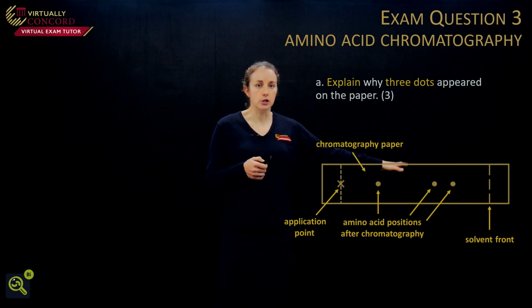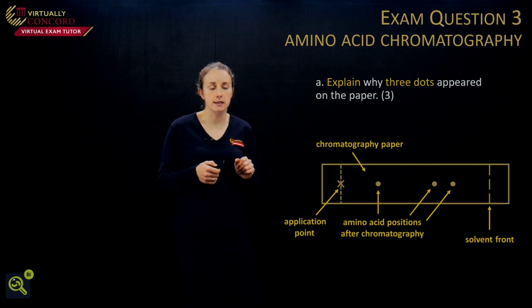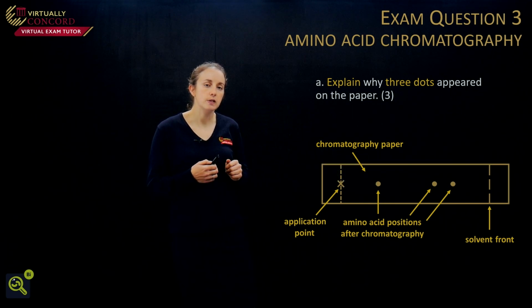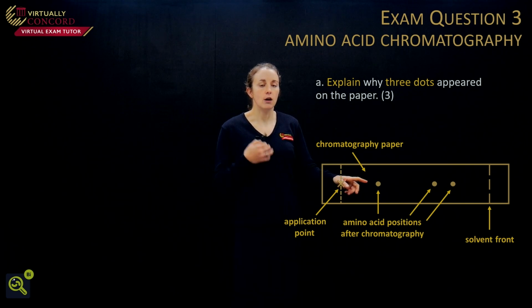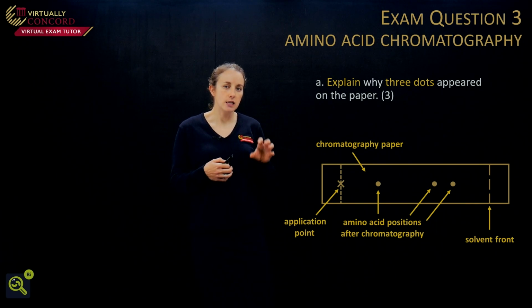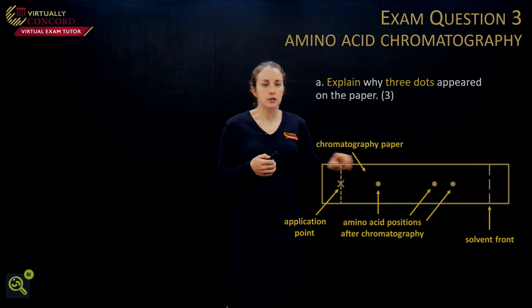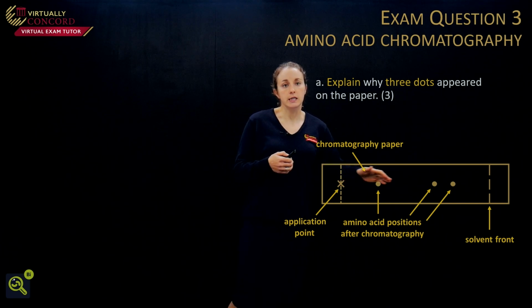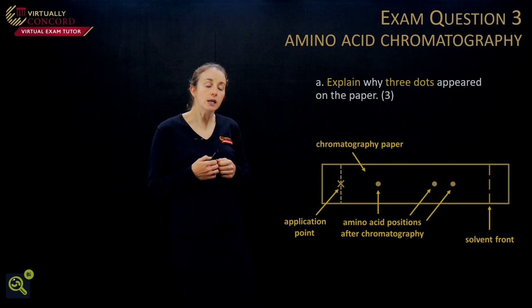And she saw some different dots, and we need to think about why the different amino acids might have moved different distances. And that is affected by a couple of different factors. So one of those is that the amino acids are differently soluble in the solvent, and it is specific to the particular solvent that was being used in this experiment, but they have different solubility in that solvent, and therefore they'll move different distances along the paper in a set period of time.